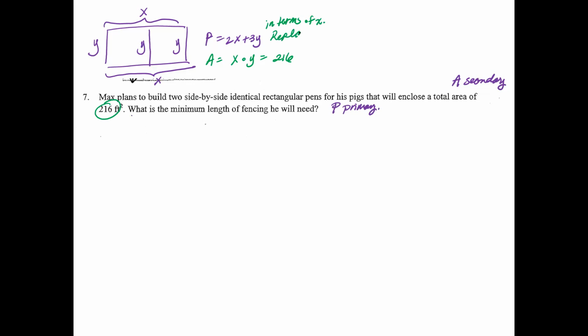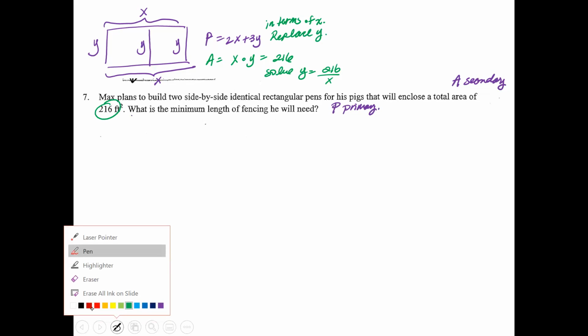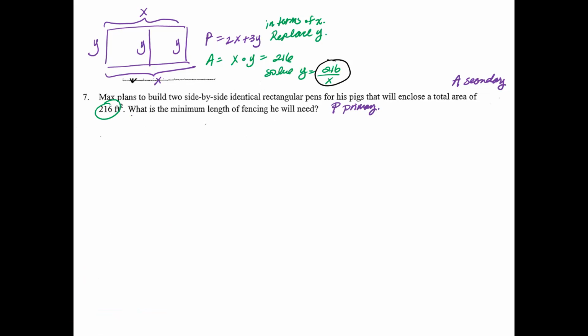So what that means is I need to replace y. So here I'm going to solve for y. If I were to solve for y, I will have 216 divided by x, which is good because I'm going to take the secondary equation right here, replace it into my primary equation. So the p is equal to 2x plus 3 times 216 over x, like that. So let's go ahead and rewrite this. 2x plus 216 times 3 is 648. Move the x on top, x to the -1 power.